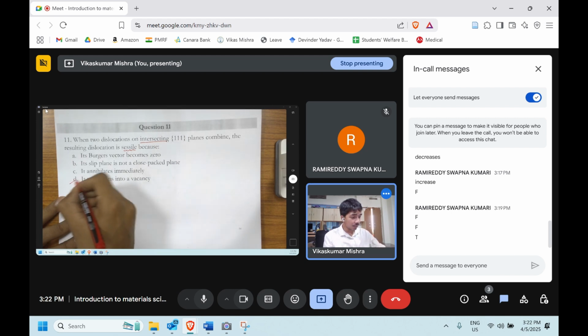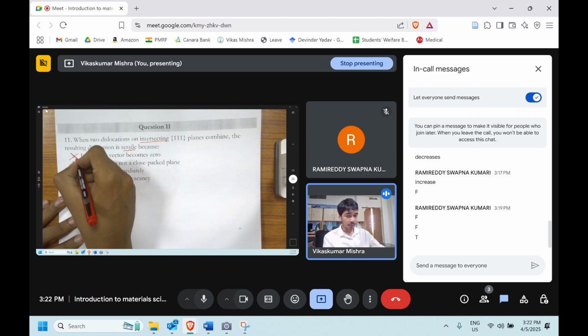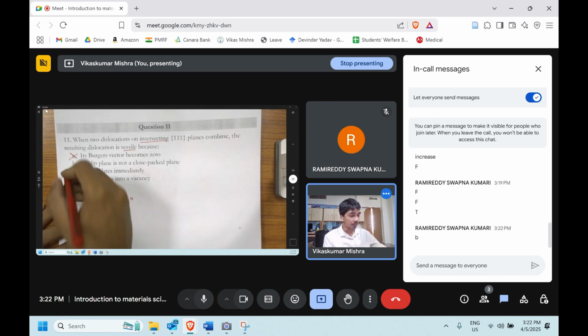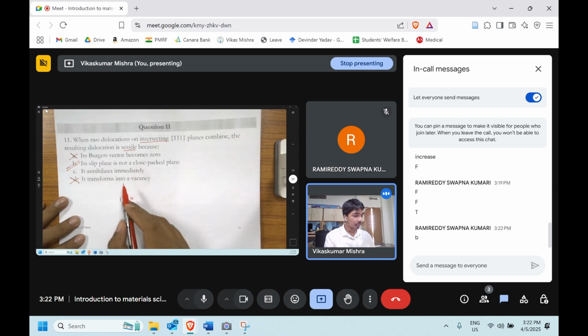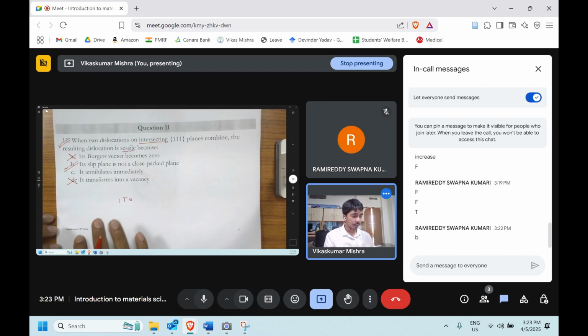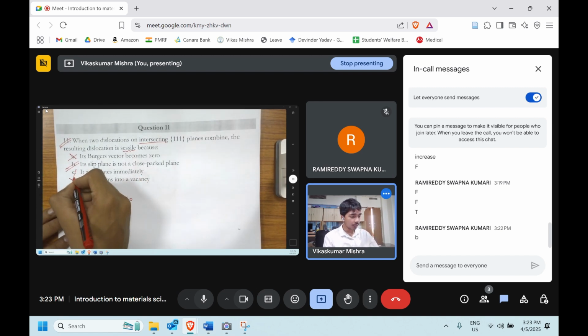The option D is absolutely irrelevant. The first one, the Burgers vector becomes 0, no. Again, it's not the case. If we take 1, 1 bar 0, option B, very good. Its slip plane is not the close-packed plane. Right. So with that, we have solved question 11. It annihilates immediately. Again, it's an incorrect one.